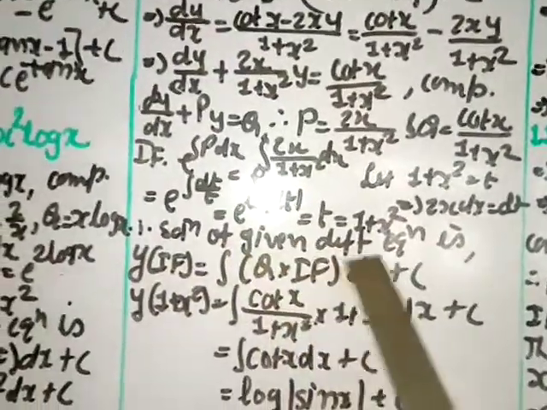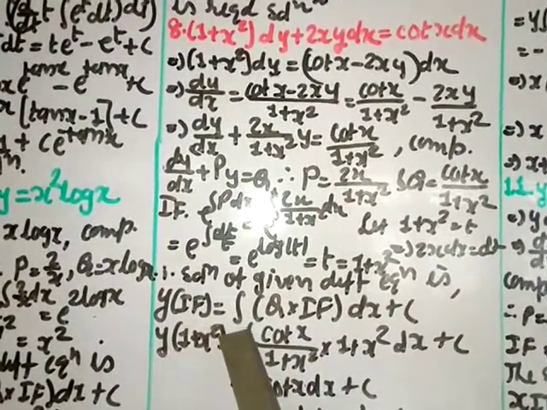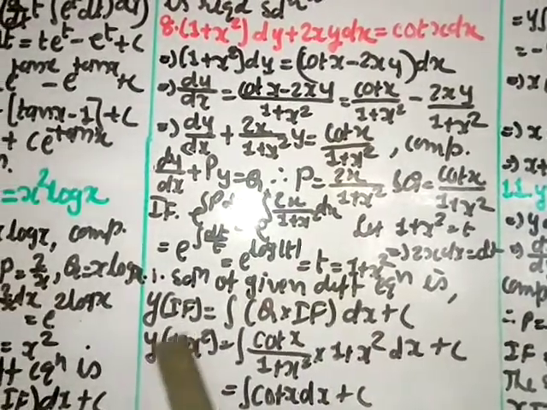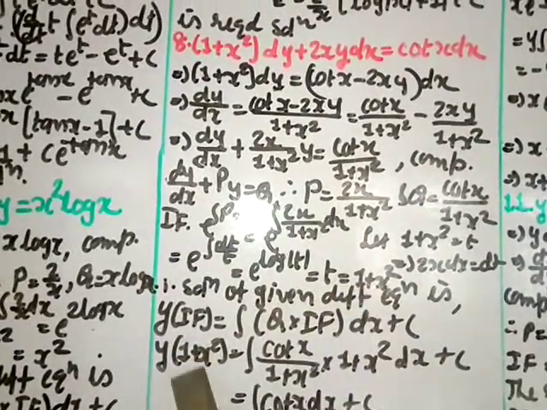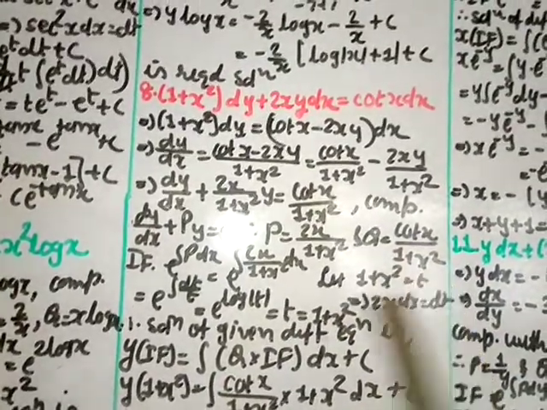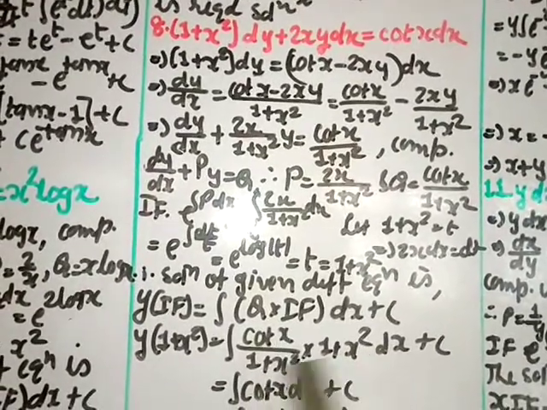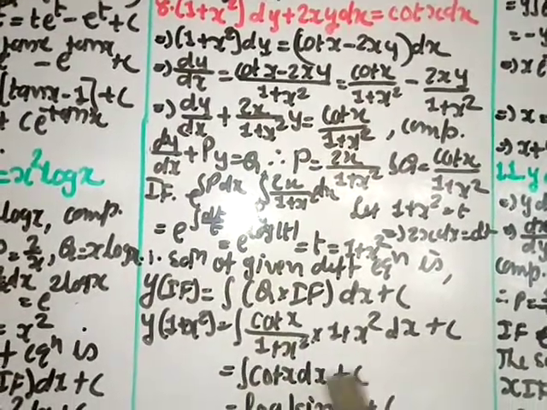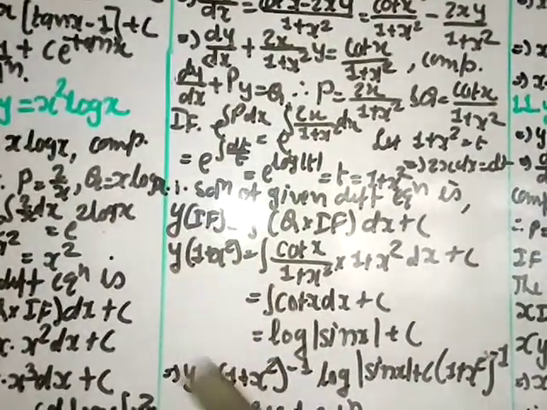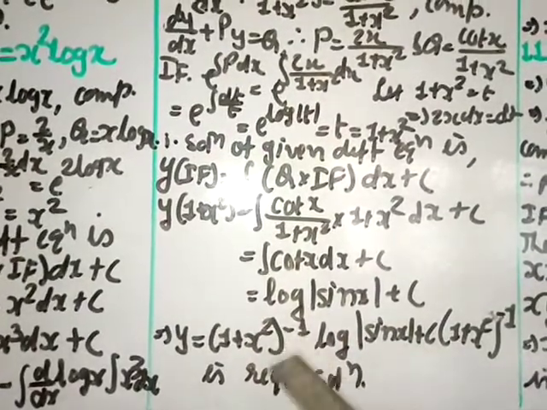Therefore the solution of the given differential equation is y times the integrating factor equal to the integral of q times the integrating factor dx plus c. Put the value, the integrating factor is 1 plus x square, equal to the integral of q, where q is cot x divided by 1 plus x square, times 1 plus x square dx, plus c. 1 plus x square cancels. You get the integral of cot x dx plus c. The integral of cot x is log sin x plus c. Now this 1 plus x square transfers over here; it will give a negative sign, since a denominator taken to the numerator gets a negative sign.